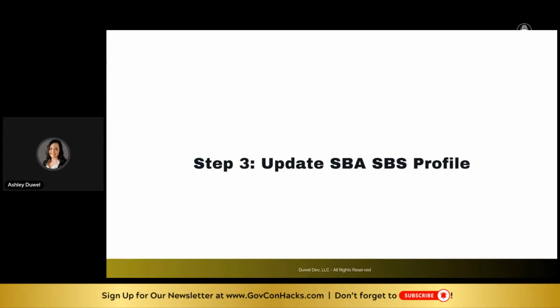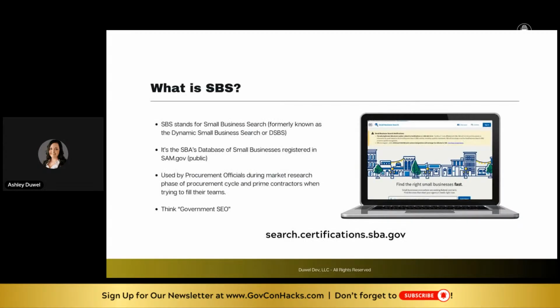All right, and step 3, last but not least, we're going to pretend that our SAM is active. We have our CAGE, we have our UEI. Now we need to go in and update the SBA profile. What SBS actually is, is the small business search. It's SBA's database of small businesses registered in SAM that have opted into public search.